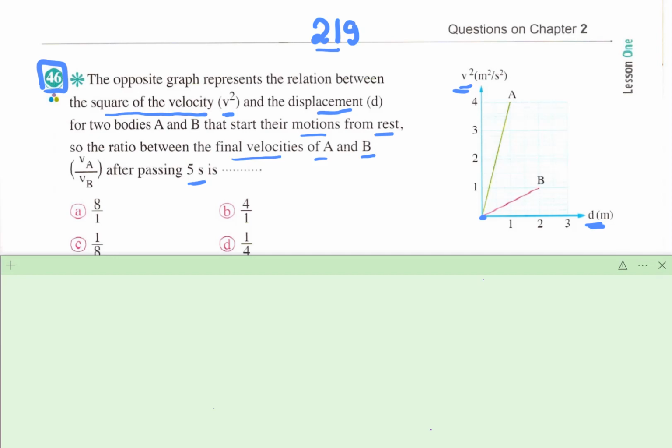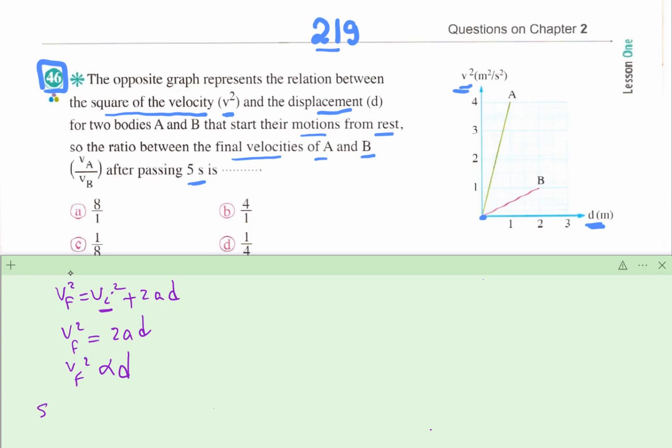We have the relation between V square and D. You know well that V final square equals V initial square plus 2AD. But V initial equals 0 for both objects. So V final square equals 2AD. From the graph you notice that V final square is directly proportional to D. So the slope of the graph is 2A.